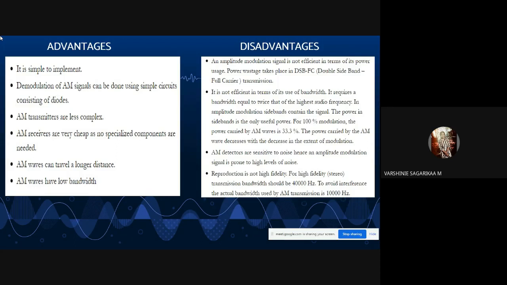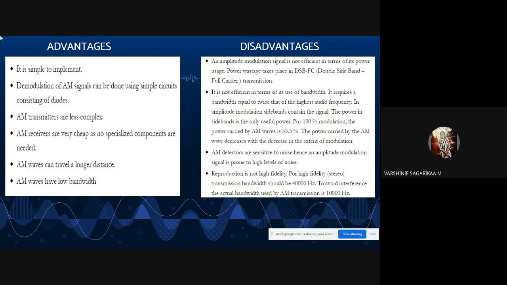Now, going on to the disadvantages. An amplitude modulation signal is not efficient in terms of its power usage. Power wastage takes place in DSBFC, that is, double sideband full carrier transmission. It is not efficient in terms of its use of bandwidth. It requires a bandwidth equal to twice that of the highest audio frequency.